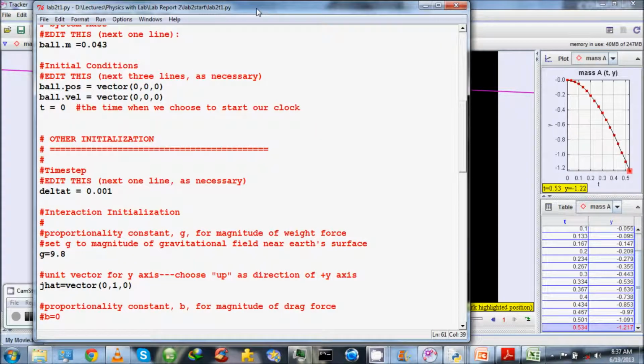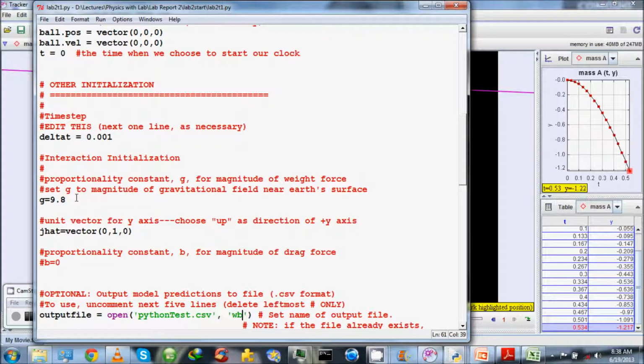We are now ready to build our computational model by feeding in inputs from our video analysis like the mass of the object, initial position, initial velocity, and the starting time. The delta t for the computational model is 1 millisecond, which is fairly small compared to the video time step of 33 milliseconds. The gravity is equal to 9.8 meters per second squared.